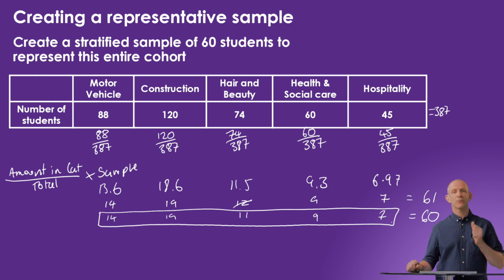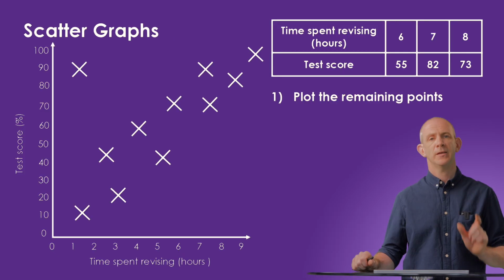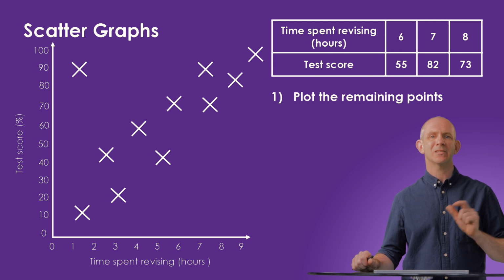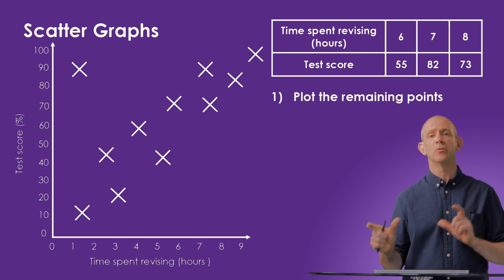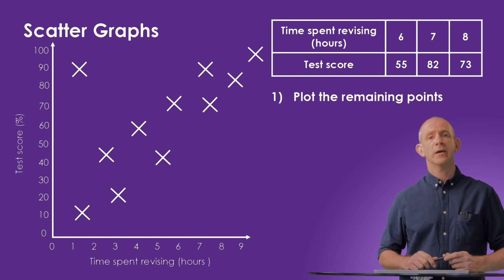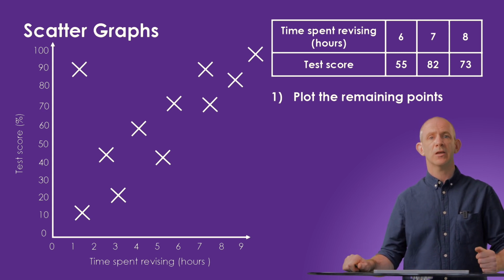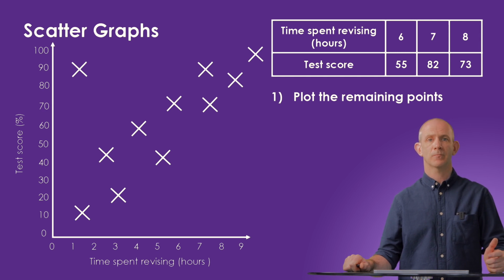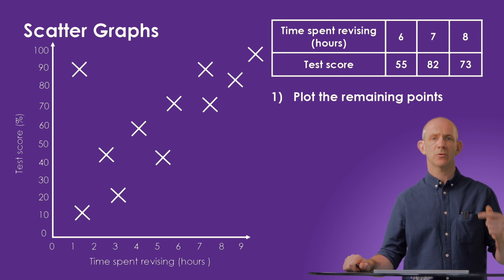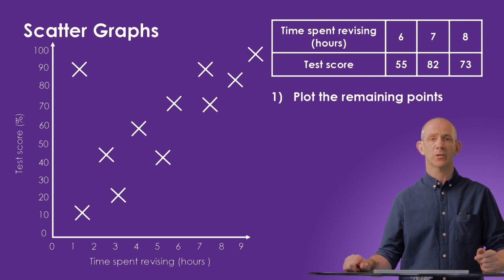We can say that we have a representative sample, or a stratified sample of 60 students to represent the larger student body. Now, let's look at how we'd create a scatter graph to represent data in order to see if there's a relationship between two variables. Here we have a scatter graph which shows how students did on a test, together with how many hours they revised for it. The test scores go from 0 to 100% on the y-axis, going vertically up, and hours revised is on the x-axis, going horizontally.